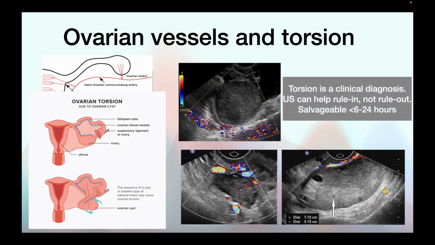And just like testicular torsion, ovarian torsion is a clinical diagnosis. So if you see these signs, that definitely will rule in torsion. But if you see flow, remember that you can have intermittent torsion, where you can have resumption of flow, but that patient's ovary is still at risk. And so you really need to think about surgery at that point.